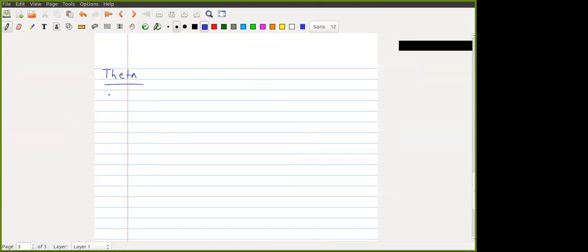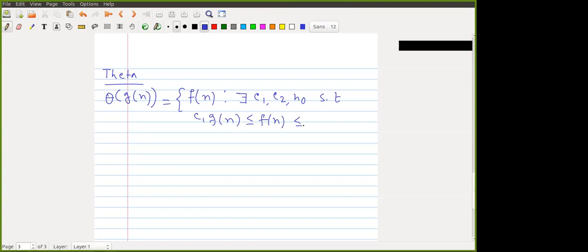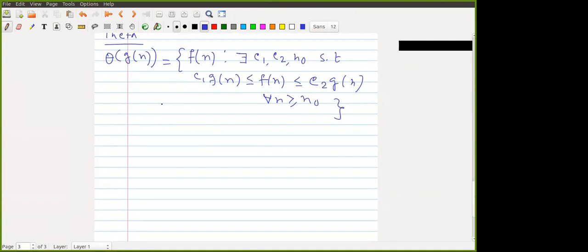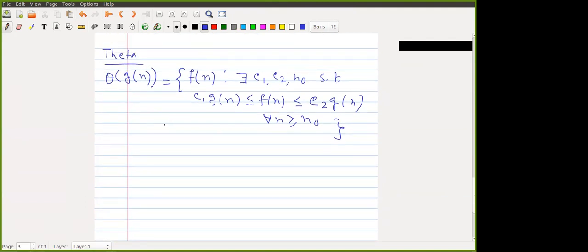So maybe I'll write the definition first. Theta of g(n), functions. Maybe I'll draw this picture first.